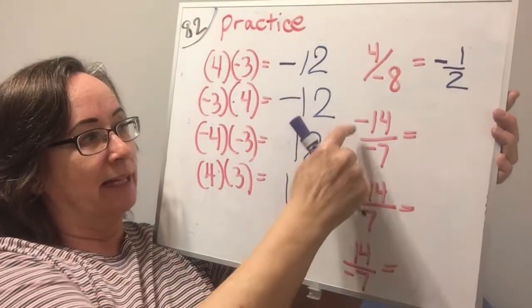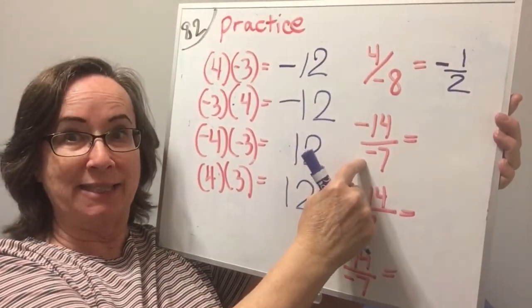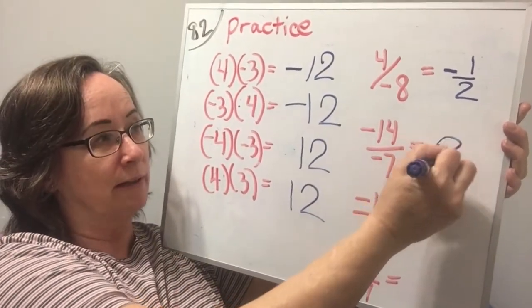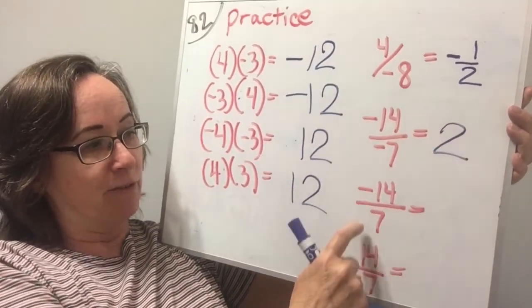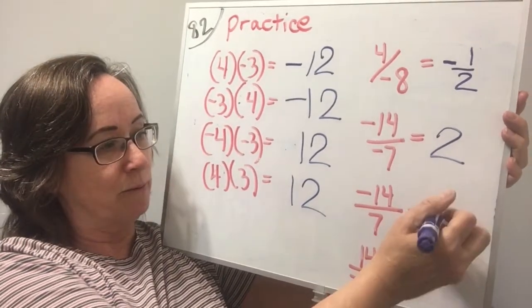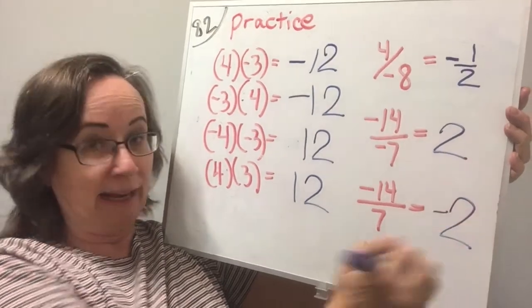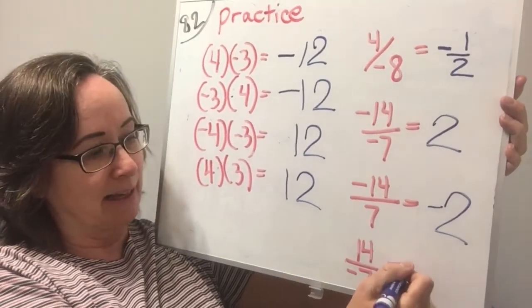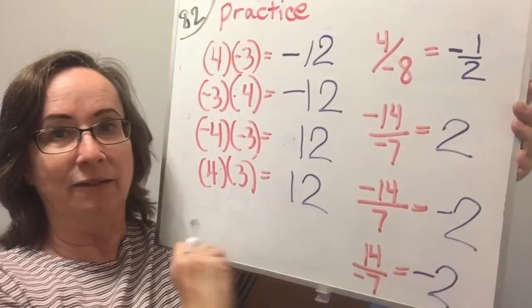Okay, we have a negative 14 divided by a negative 7. Negative divided by negative is a positive 2. A negative divided by a positive, opposite signs, we get a negative 2. The last one, a positive divided by a negative, opposite signs, we get a negative 2.